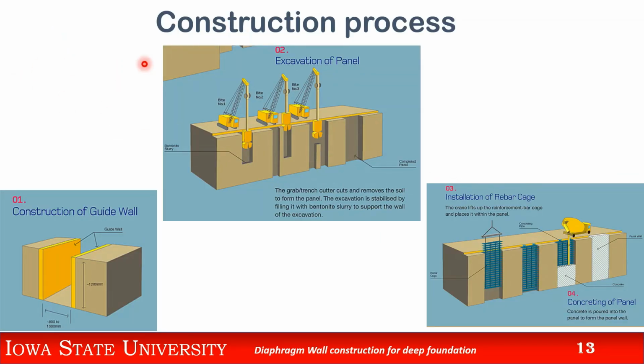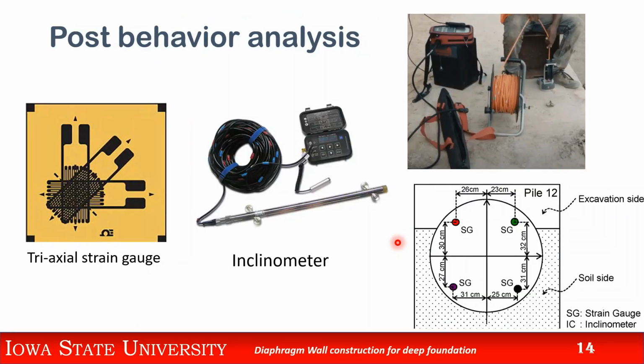Now to summarize the construction process: first the construction of the guide wall, then excavation of one panel using bentonite slurry to make sure the soil does not collapse, inserting the rebar cage, and then pouring the concrete, taking the bentonite slurry out, putting the bentonite slurry back in the second panel, and doing the second panel excavation, then the third panel. In a similar fashion you would do the excavation of the whole diaphragm wall and installation of reinforced concrete in it.